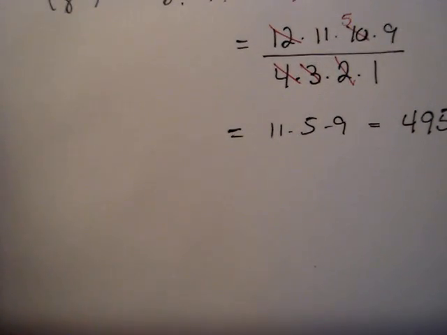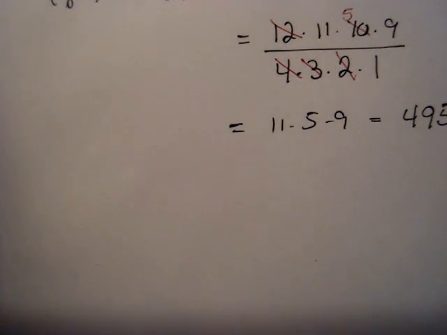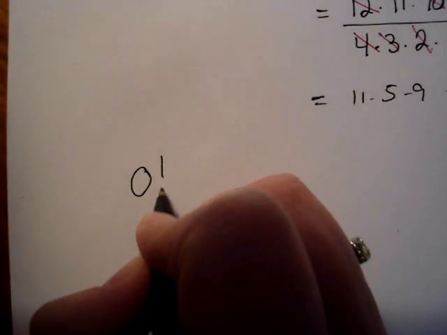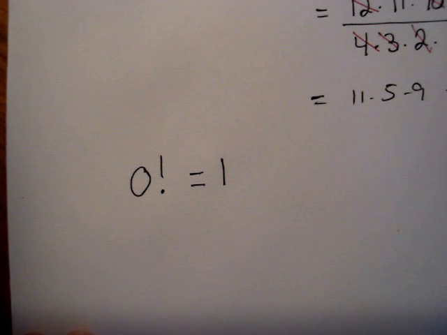So I would like you guys to do problems number 2 and problem number 3. Now, in order to do problem number 3, you need another piece of information. Now, this is a definition. Remember, definition means you just have to memorize it and go with it. Don't think about it too much. There's a good reason for this definition. You can ask me in class. 0 factorial does not equal 0. 0 factorial equals 1. Okay? Memorize it. That is a definition. You're going to need that to do number 3.